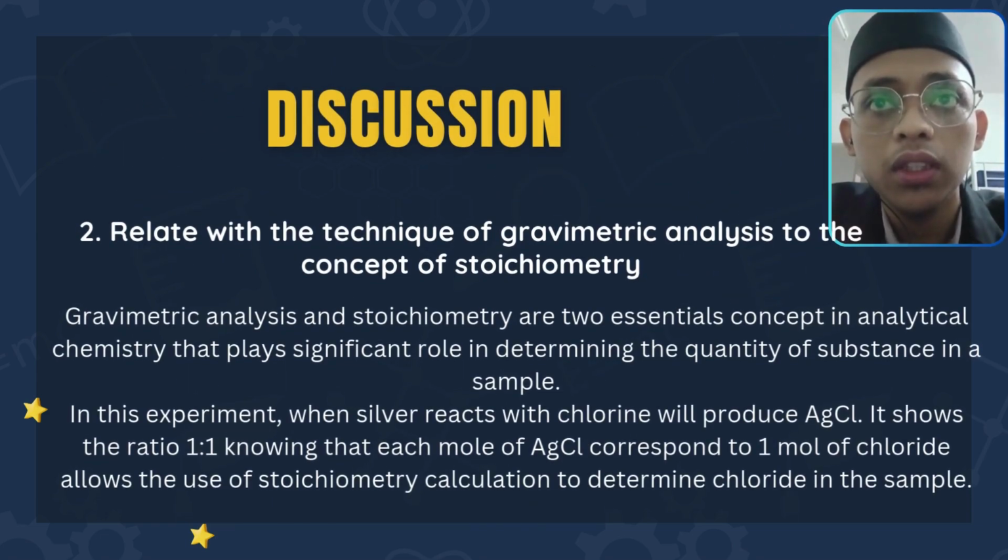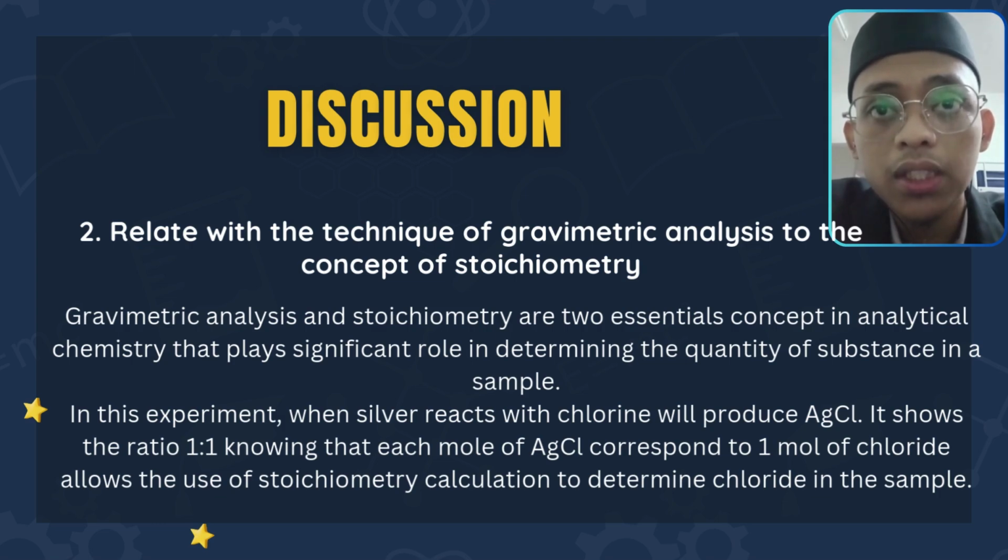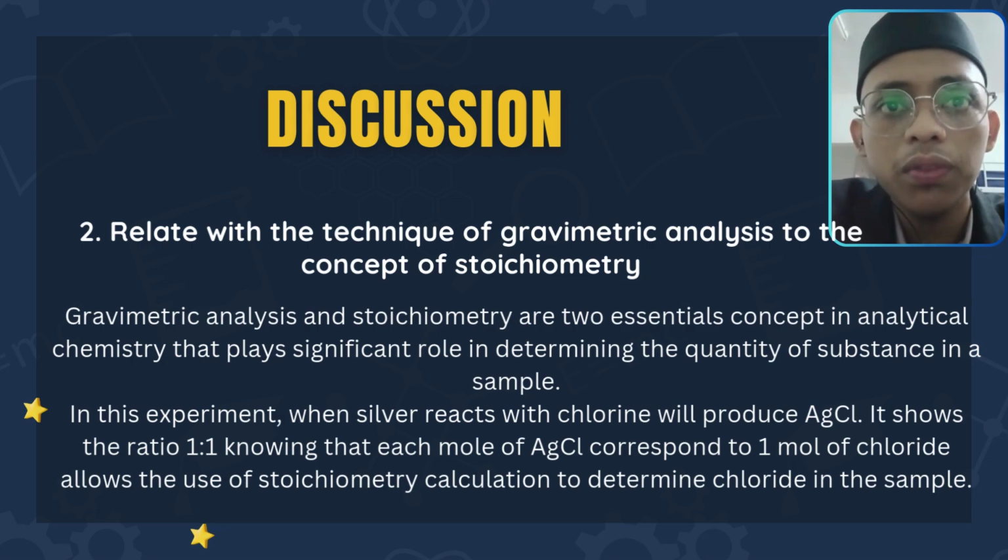So I will explain discussion question 2: relate the technique of gravimetric analysis to the concept of stoichiometry. Gravimetric analysis and stoichiometry are two essential concepts in analytical chemistry that play significant roles in determining the quantities of substance in a sample. In this experiment, when silver, or argentum plus, reacts with chlorine, it will produce argentum chloride, and it shows the ratio is 1 to 1, knowing that each mole of argentum chloride corresponds to 1 mole of chloride. This allows the use of stoichiometry calculation to determine chloride in the sample.